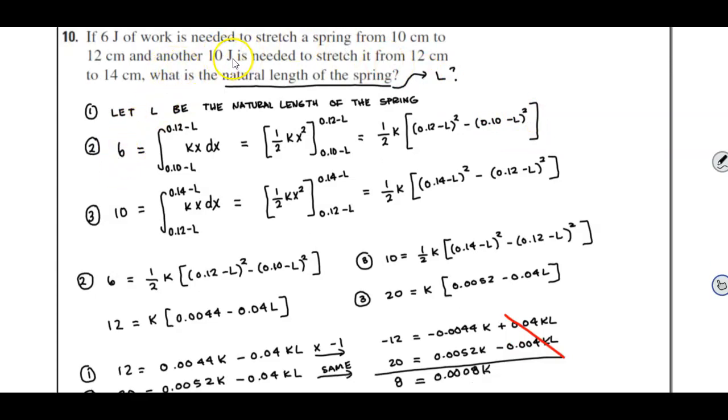Now, another 10 joules is needed to stretch it from 12 centimeters to 14 centimeters. So we're going to have now 10, which is going to equal the integral from 0.12 minus L to 0.14 minus L of kx dx. Now keep in mind that our 12 centimeters, 10 centimeters, and 14 centimeters are converted to meters. So that's going to equal 1/2 kx squared with a lower limit of 0.12 minus L and an upper limit of 0.14 minus L, which is going to equal 1/2 k times (0.14 minus L) squared minus (0.12 minus L) squared.